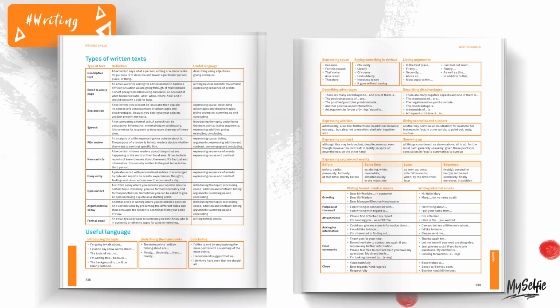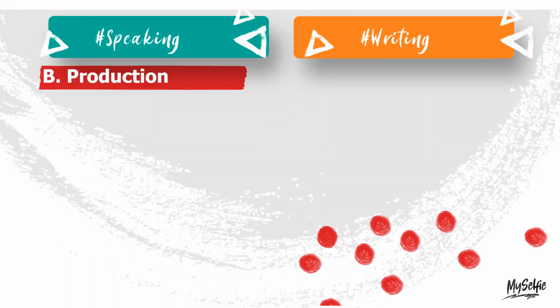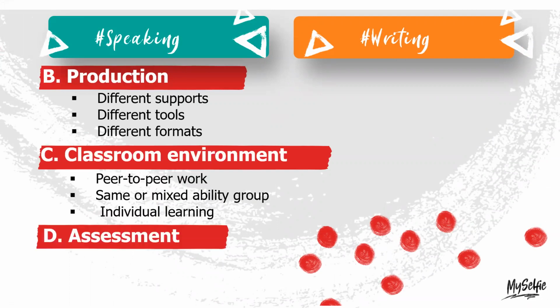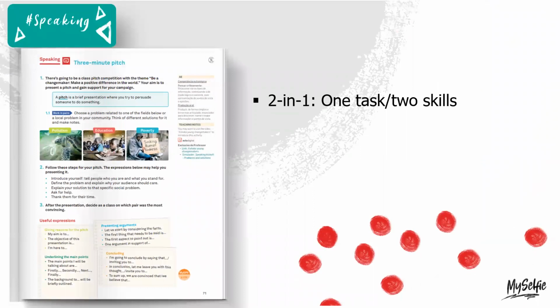Okay, last but not least, we have the speaking. And as a production skill, the speaking allows for many of the strategies referred to for the writing concerning production, classroom environment, and assessment. So going back to our example unit, we suggest killing two birds with one stone. We can reuse the writing task, the speech, if you remember, and make it into a pitch. The students already have a starting point and have their ideas organized, so we can assess two skills.